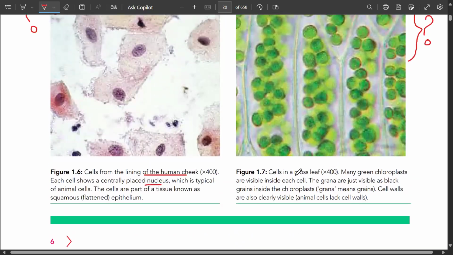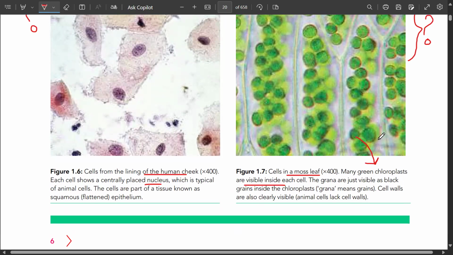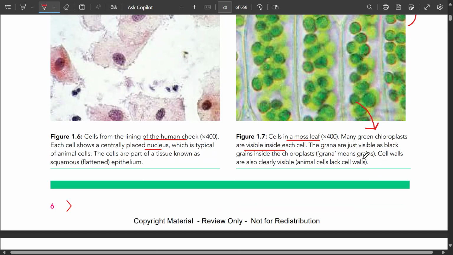Then these are taken from a moss leaf. We can identify it by the many green chloroplasts that are visible inside each cell, and the grana are just visible as black grains. Remember, light microscope gives you less magnification. Electron microscope gives you a huge magnification, plus a higher resolution as well.